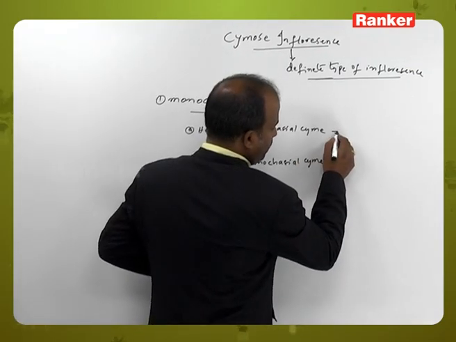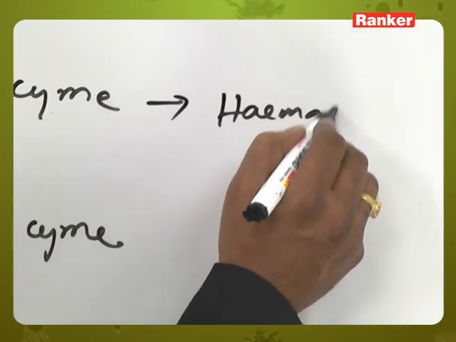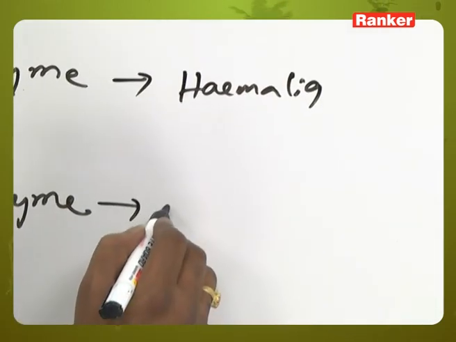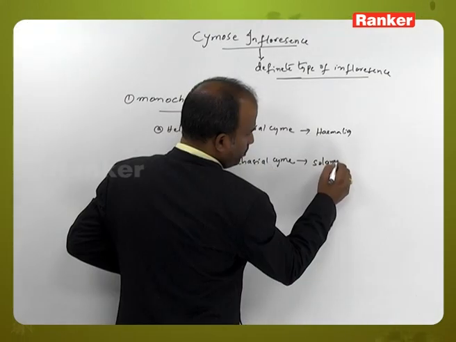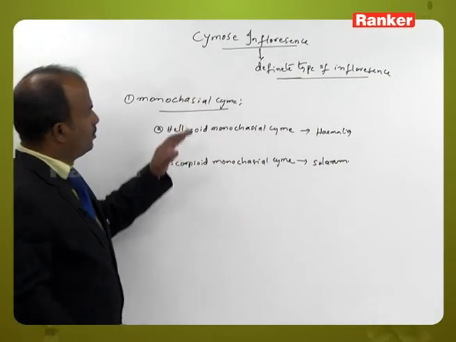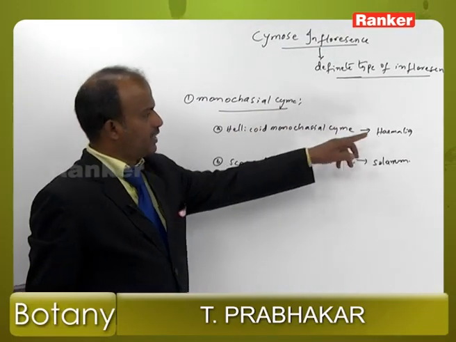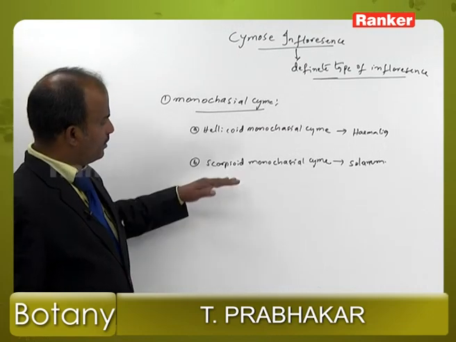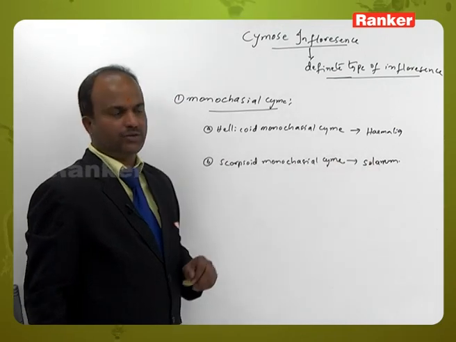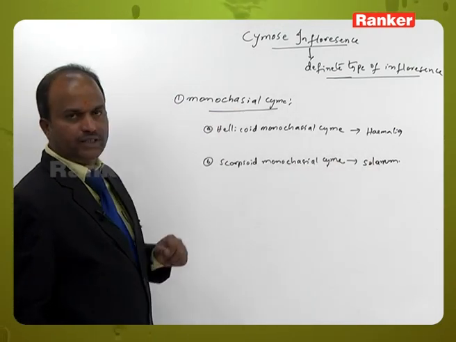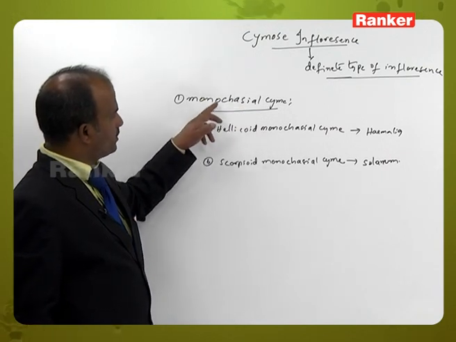For helicoid monochasial cyme, an example is Himalaya. And another example, for scorpioid, is Solanum. Monochasial cyme has two types. One is the helicoid monochasial cyme, Himalaya being one example. Another is the scorpioid monochasial cyme, for example Solanum. Now in this monochasial cyme, if a single branch arises, that is what is meant by mono.